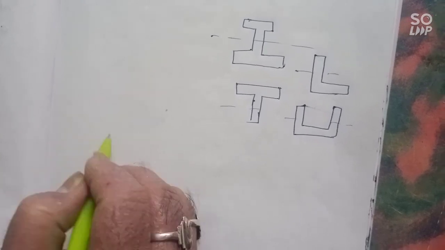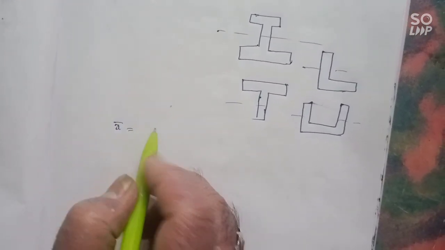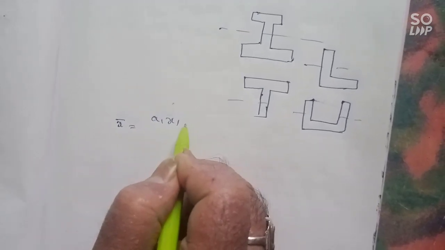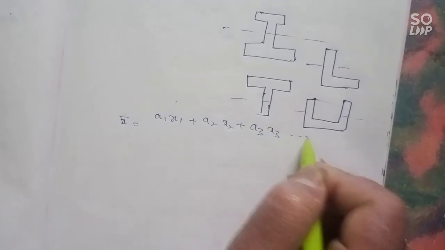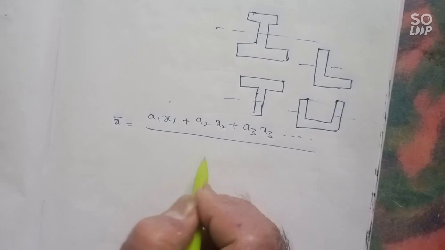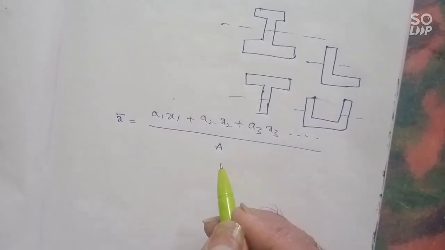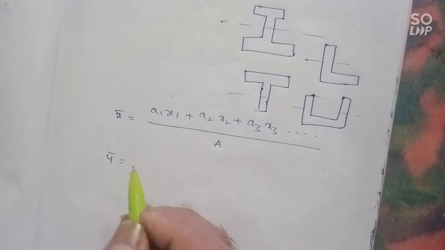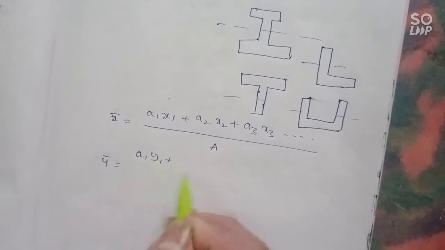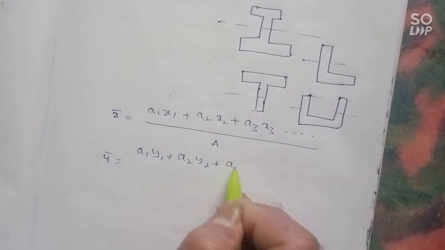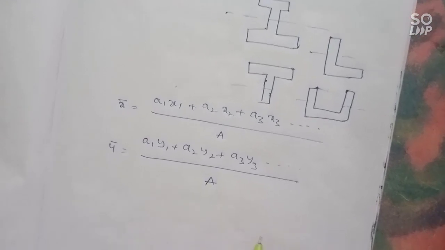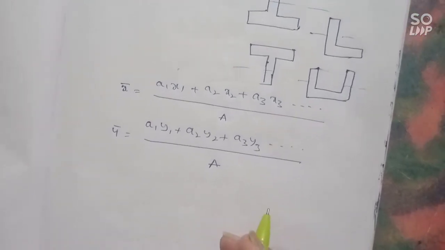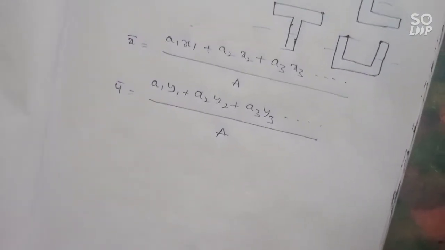With respect to x, the center of gravity is a1 x1 plus a2 x2 plus a3 x3 etc. divided by A. Similarly for y, it is a1 y1 plus a2 y2 plus a3 y3 etc. divided by A.